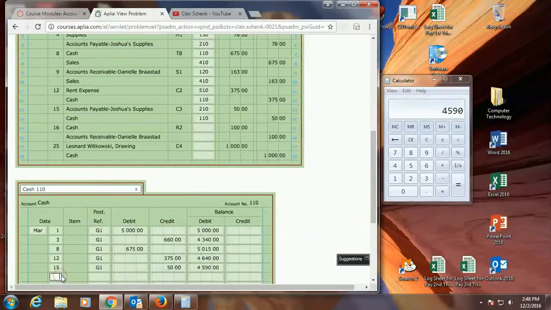I'm still in cash, looks like on the 16th. Post-reference is G1 for general journal page 1, and it's a debit of $100. And so I can take the $4,590 plus the 100, gives me a new balance of $4,690. And so my ledger's done, so I'm going to record the account number 110 in the post-reference column, my general journal.